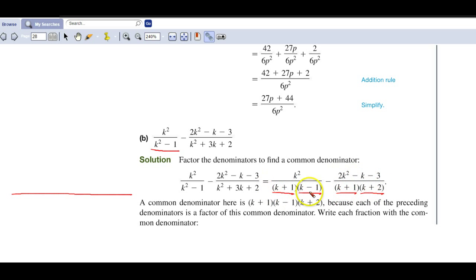Well, I need these two, k plus 1, k minus 1. And the rule is, what's the greatest number of times that any factor appears in any denominator, or a factorization? And here, this appears once there, so I need it once. Here it's once, none there, but I need it once. And here this appears, so I need that once.